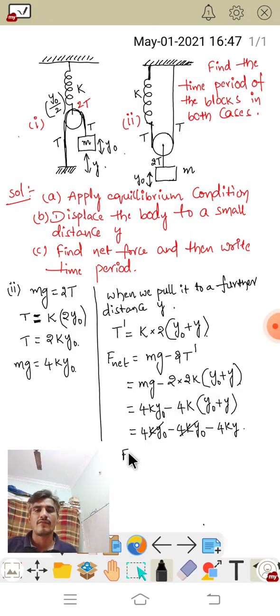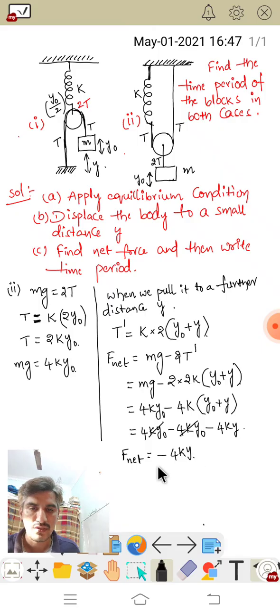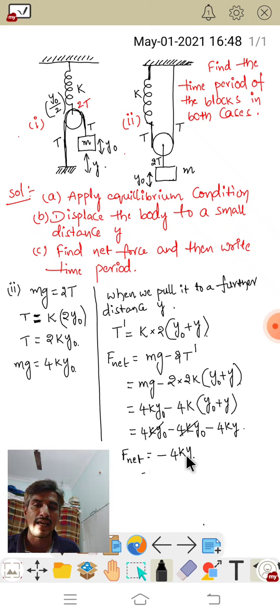Therefore, F net we have calculated. With that F net, it accelerates first. Am I right or not? F net is minus 4k y. So we have got the relation. This is nothing but simple harmonic motion. Why? Because F is equal to minus kx.